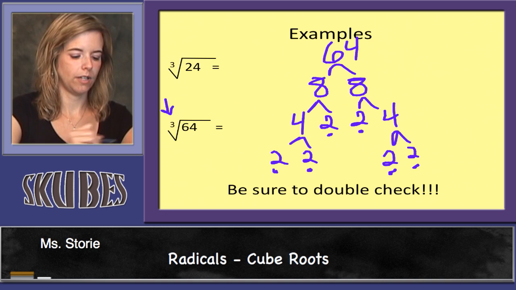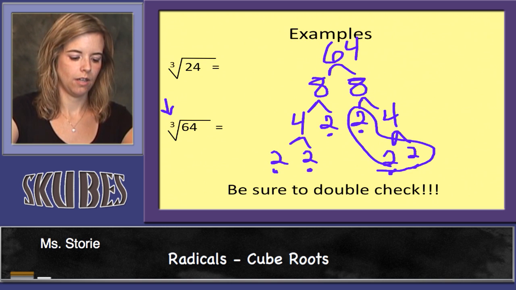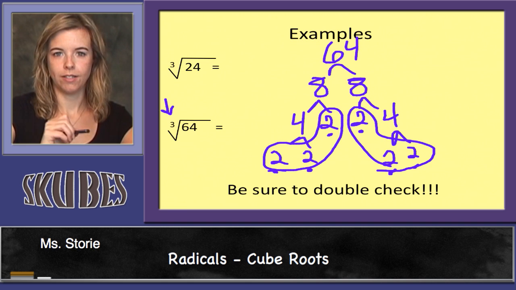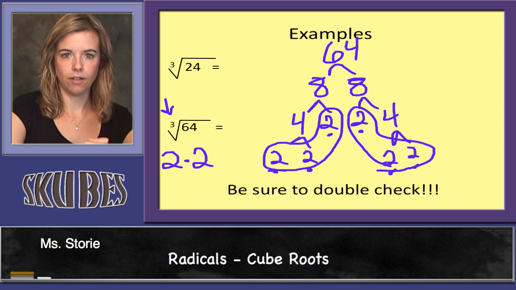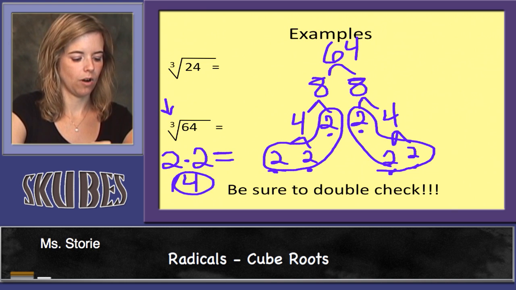All right, index says 3, so let's find some triplets. 1, 2, 3, 1, 2, 3. I have 2 sets of triplets. So I take out one set of triplets and the other set of triplets. Nobody's left over, so I don't have a radical sign. So my answer should just be 2 times 2 is 4.